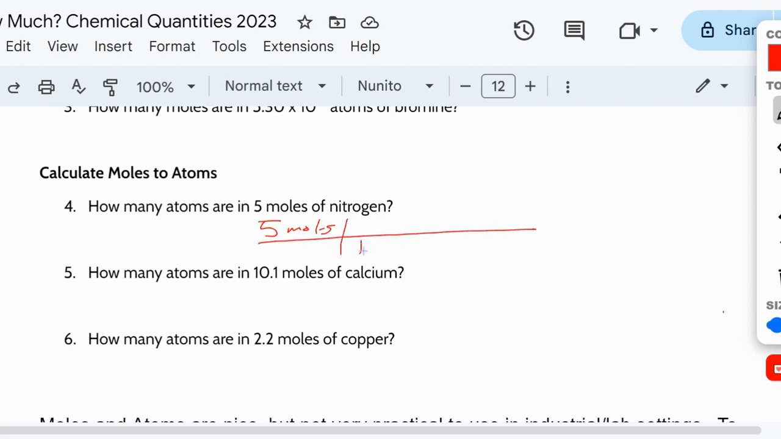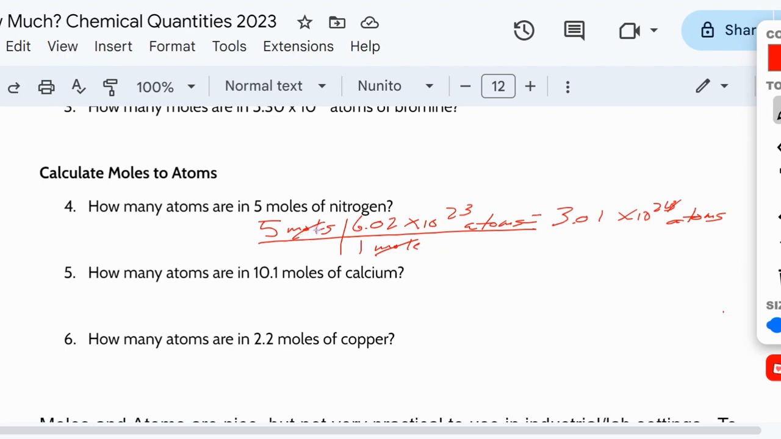And now 1 mole will be on the bottom. 6.02 times 10 to the 23rd would be on the top, and that would be in atoms. Cancel, cancel, 5 times that, and you'd get your answer there of 3.01 times 10 to the 24 atoms.